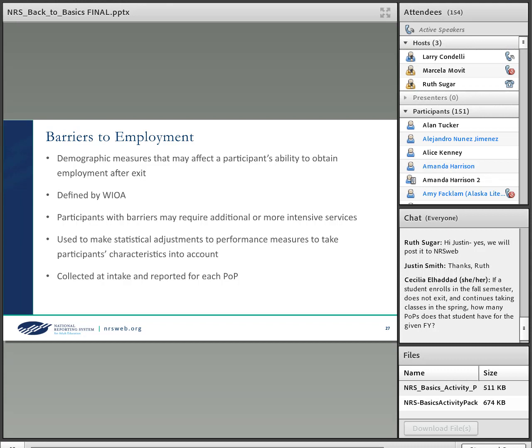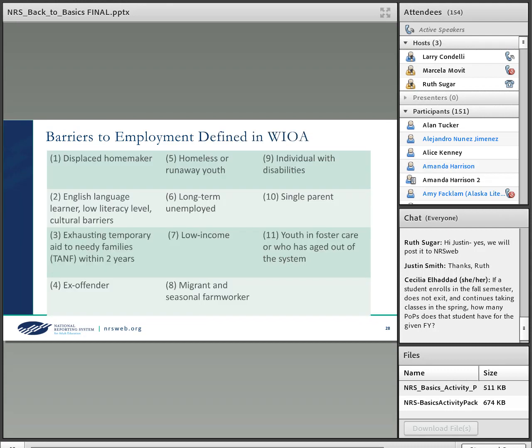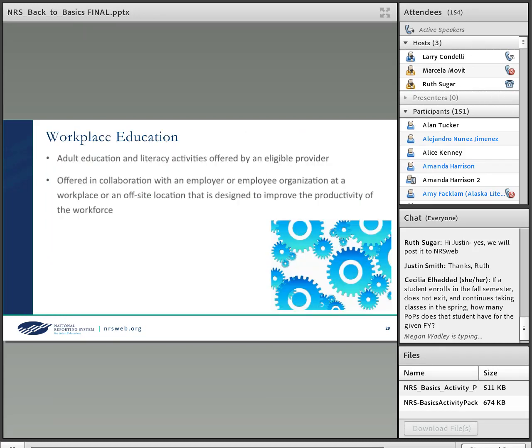you serve. You collect these at intake and report them for each POP, but they're initially collected at the very first entry at intake. And here we have briefly listed them. I'm not going to go over them in any big deal. There's 11 of them, including displaced homemakers, low-income participants, migrant and seasonal farm workers, single parents, and the long-term unemployed among the other 11 that are there. So your intake system at initial entry should include asking and collecting these barriers that may apply to an individual participant.